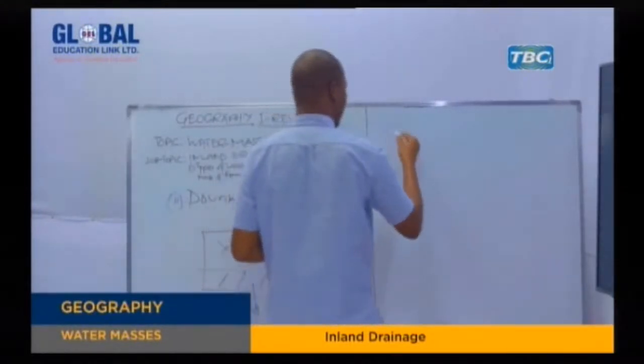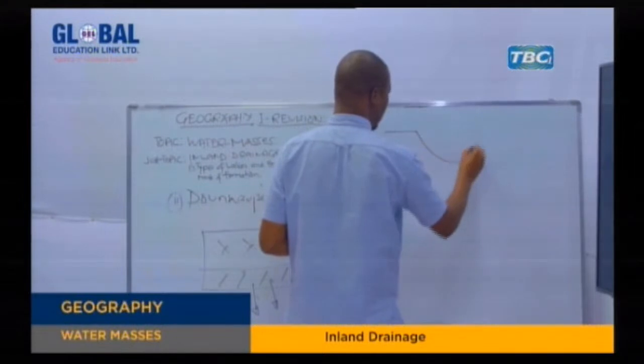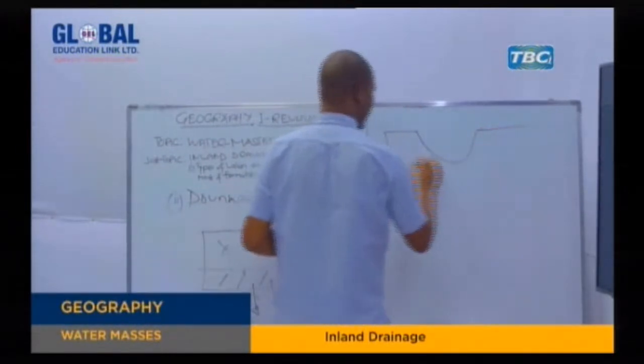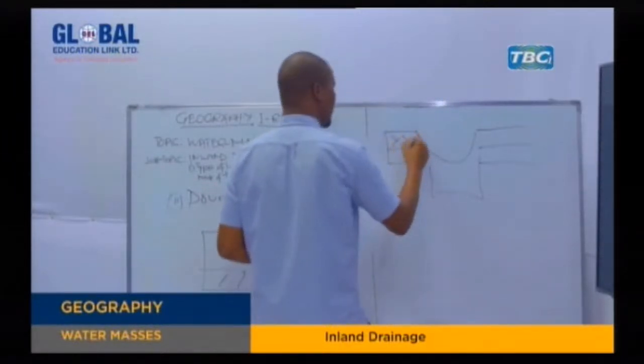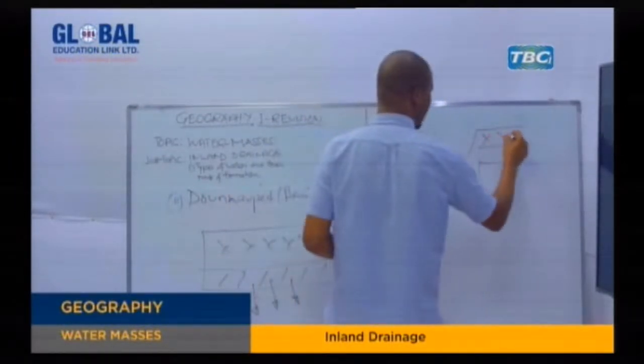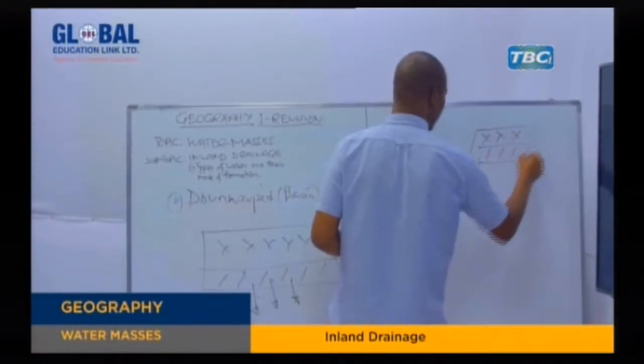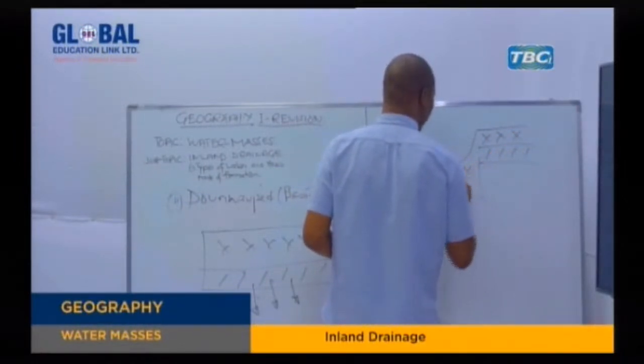An example of the basin lake, as I said earlier, is Lake Victoria. Lake Victoria is an example of what? Of the basin lake. Formed after the downward movement of what? Of the land. Leaving the gap, then the gap becomes flooded with what? With water, then we call it the basin lake.